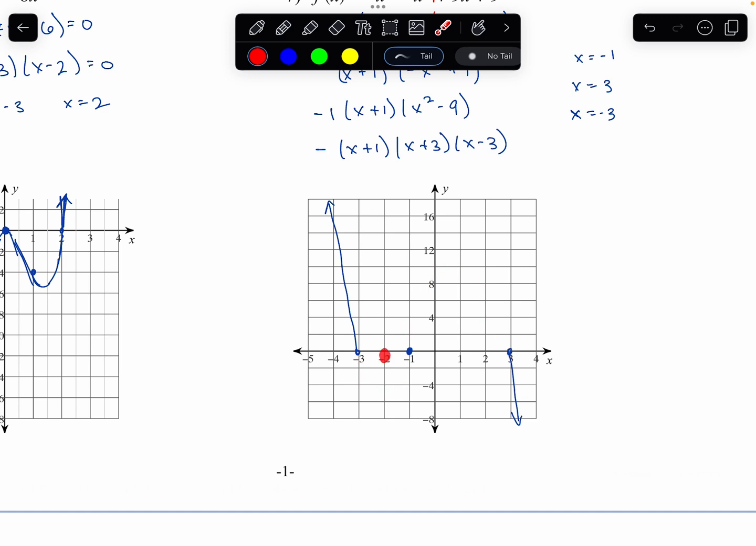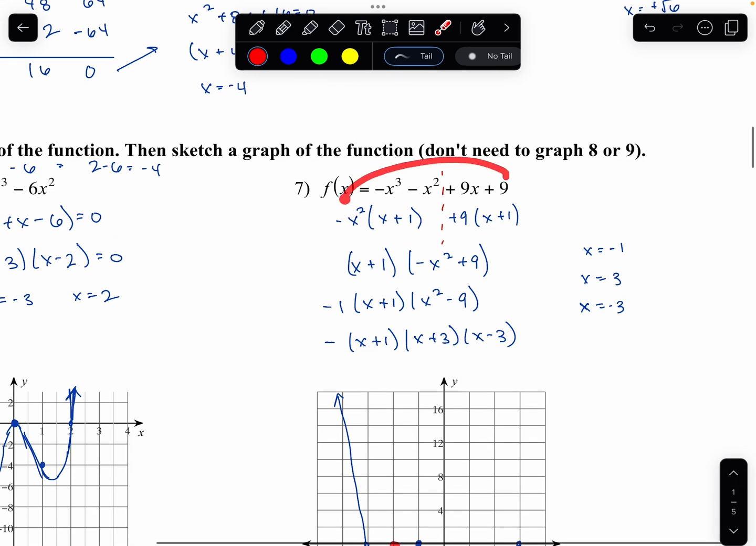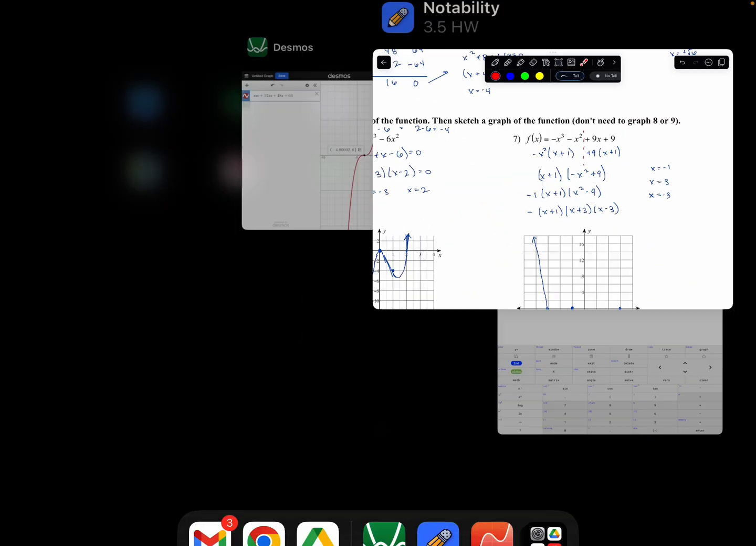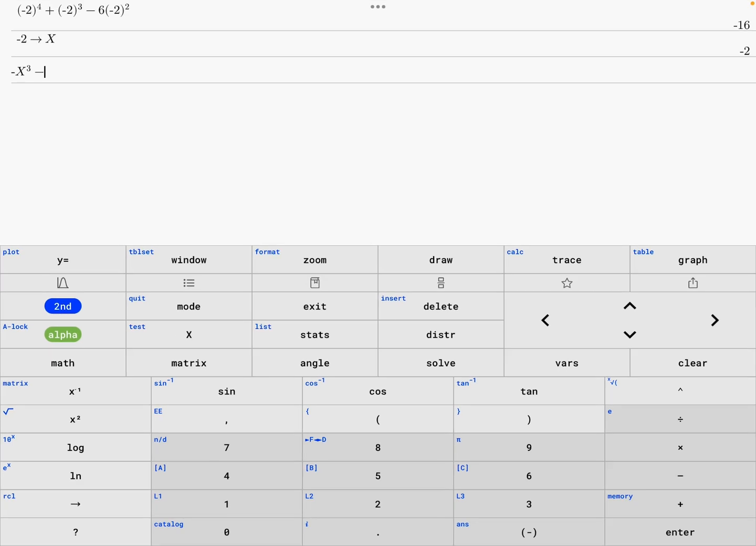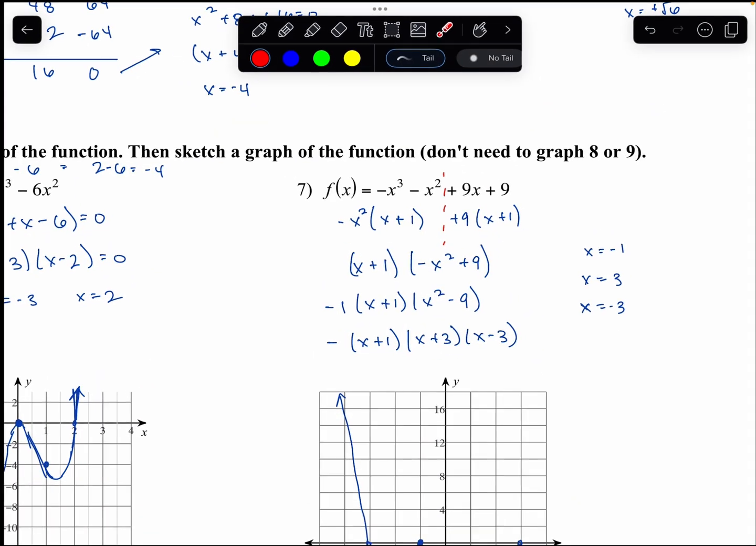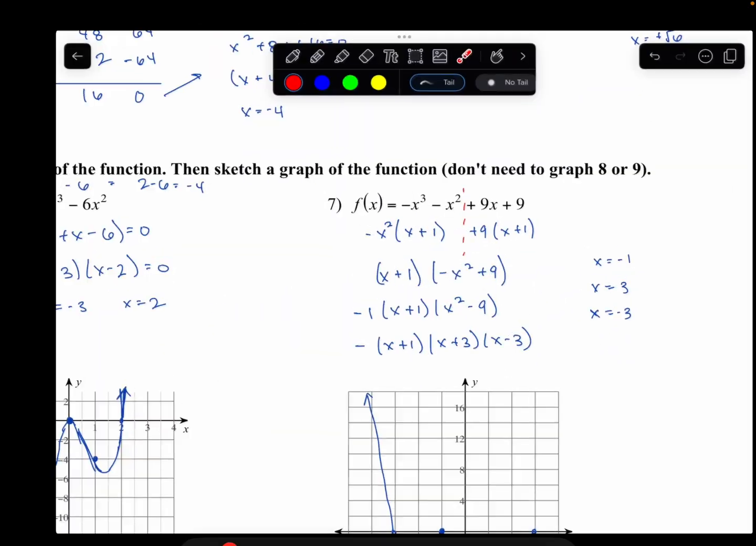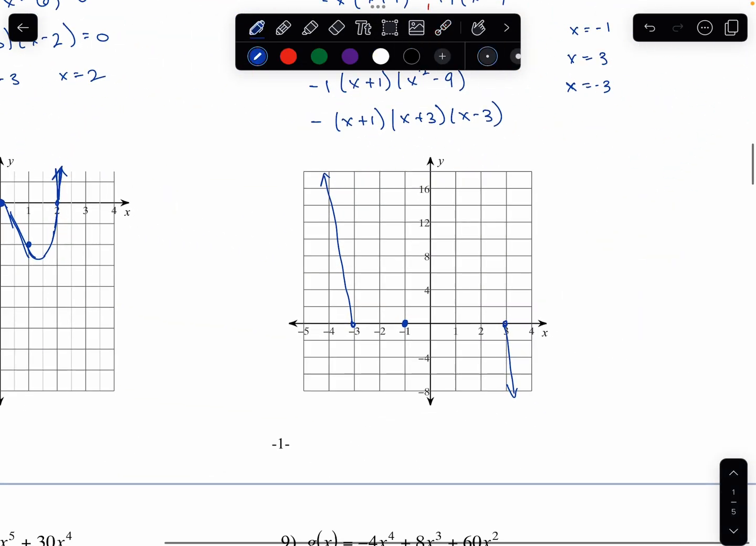So let's put negative 2 into the function here. I'm going to do a little shortcut: negative 2 stores x. So we had negative x to the third, minus x squared, then plus 9x plus 9, I believe, right? Yeah. So that's negative 5. So at negative 2, it was at negative 5. So we'll say right there, it's going to come down, come back up.